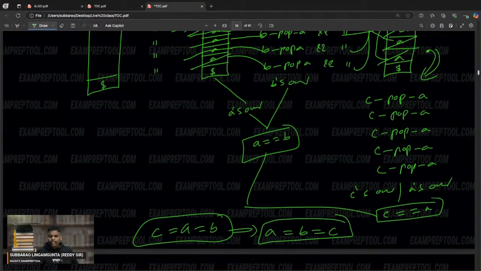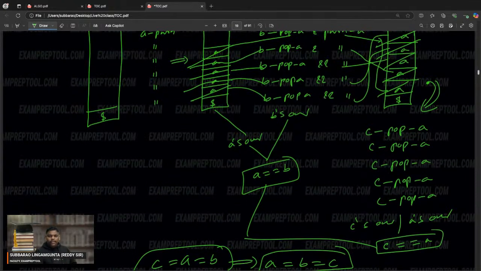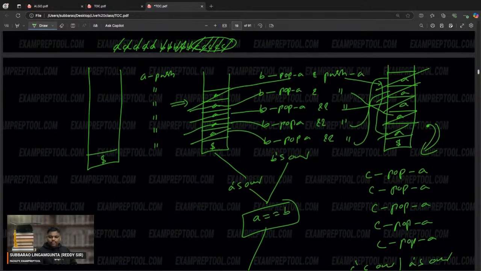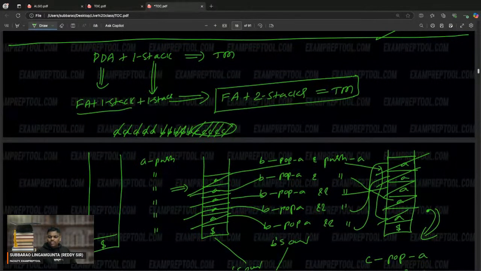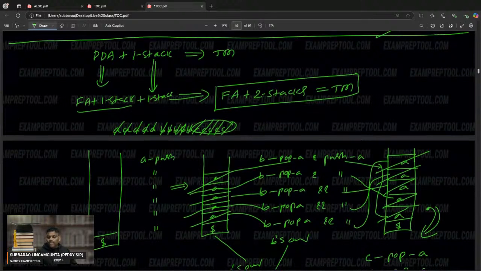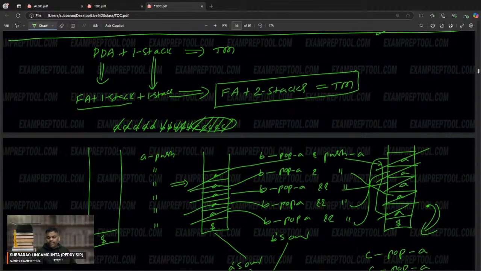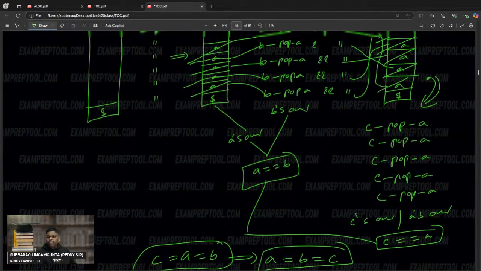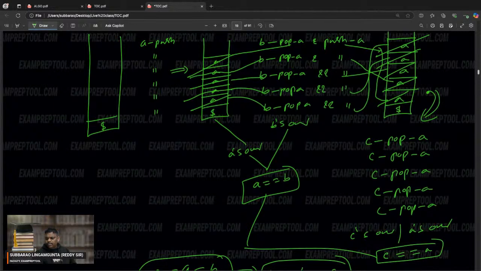Let me know any objection. So to solve this problem, two stacks are required. Finite automata plus two stacks is called a Turing machine. Right? PDA plus one stack is called a Turing machine. Another way, finite automata plus two stacks is nothing but a Turing machine. There may be so many ways of saying the same thing. You do whatever way you want, but remember two comparisons.